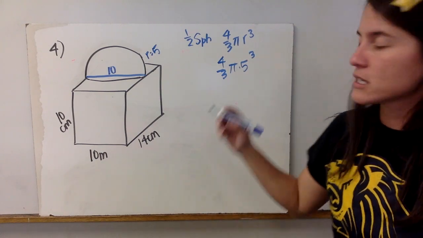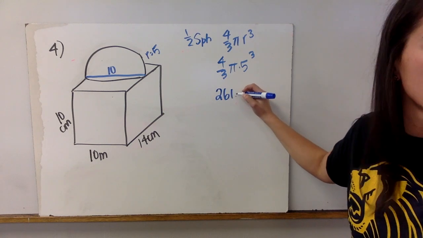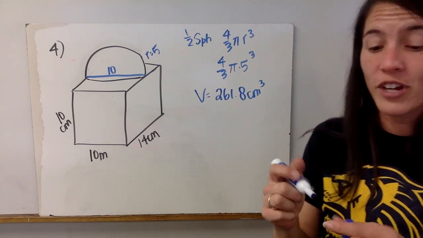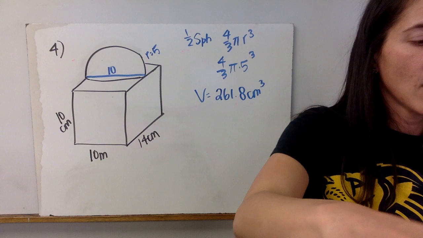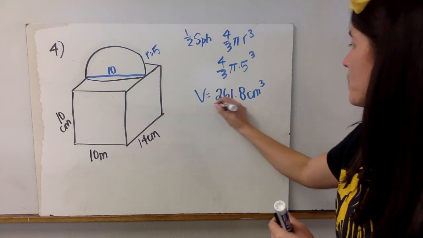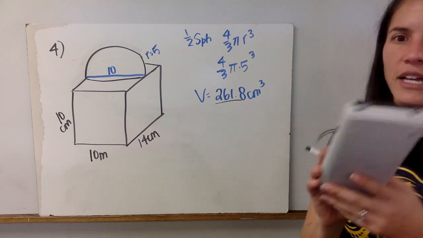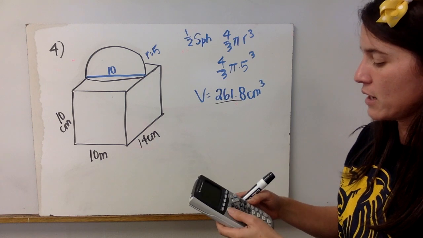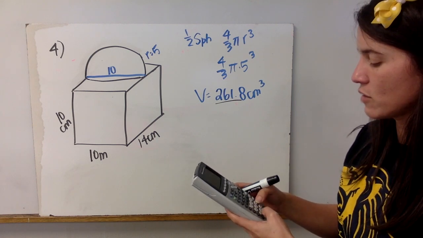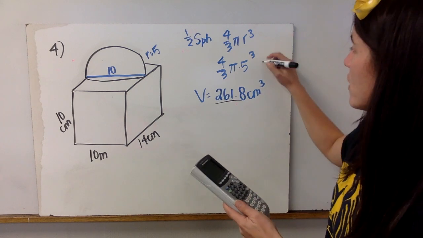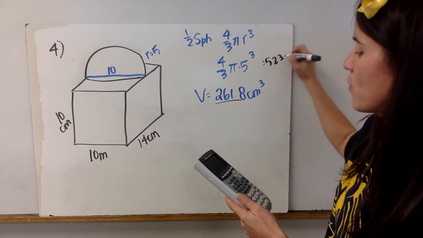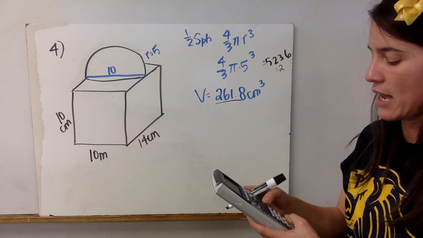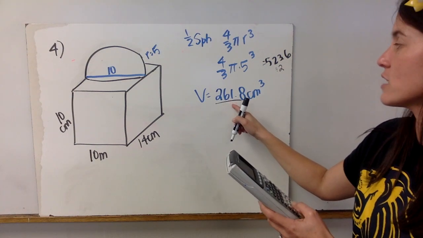And now I can plug it in. And when I do that, I get 261.8 centimeters cubed. But don't forget, that's for the whole sphere. So I need to divide it by 2. Oh, wait, no. I think that's my answer. I already divided by 2. Let me double check. 4/3 times pi times 5 to the 3rd power, which is 125. Oh, this is 523.6. Then you divide this by 2, and I had already divided by 2 to get 261.8.